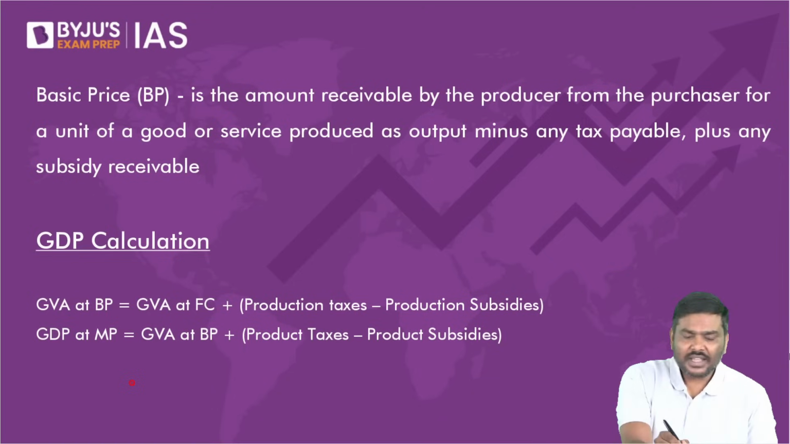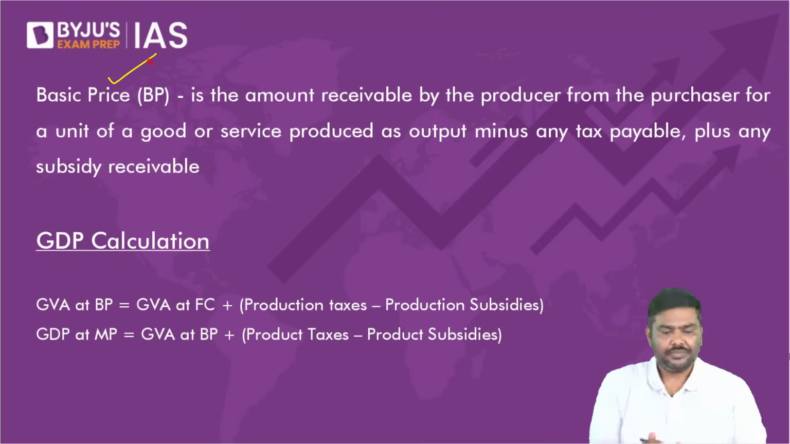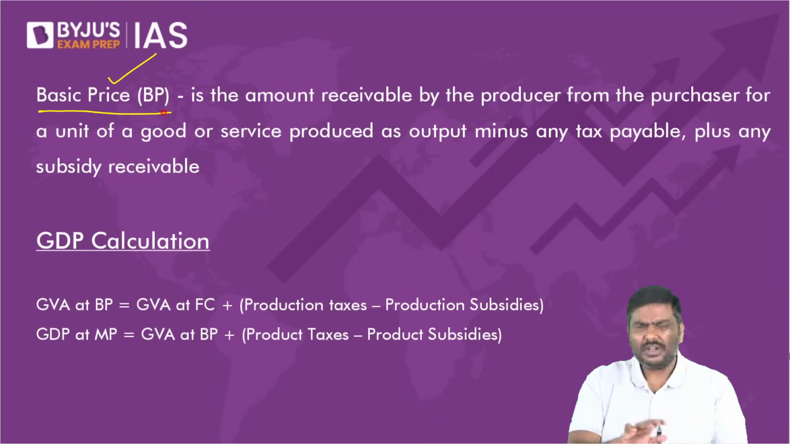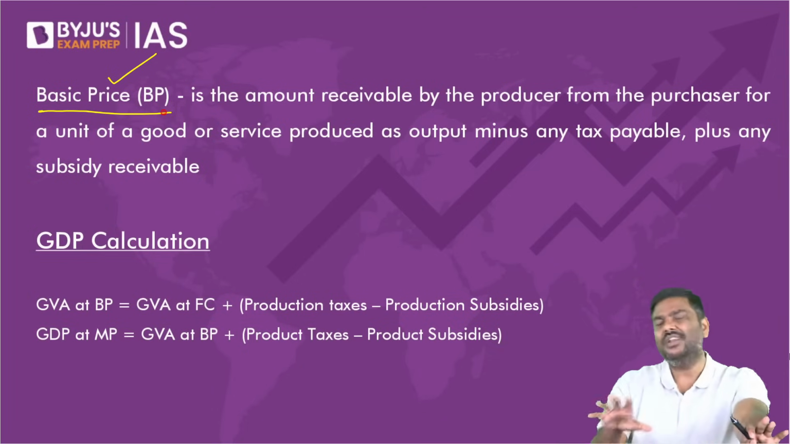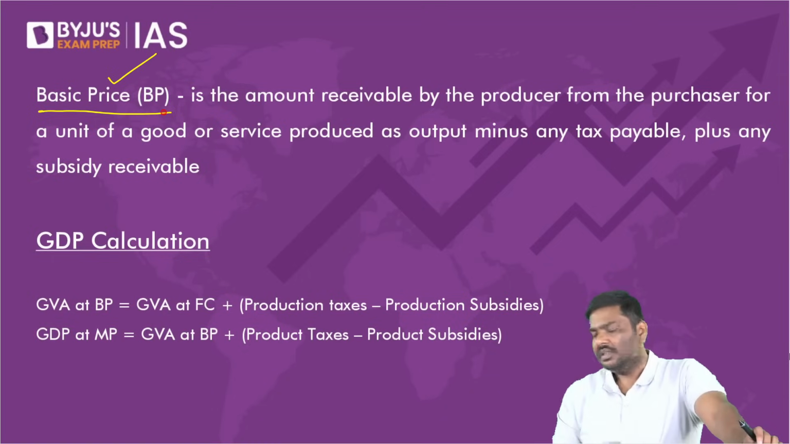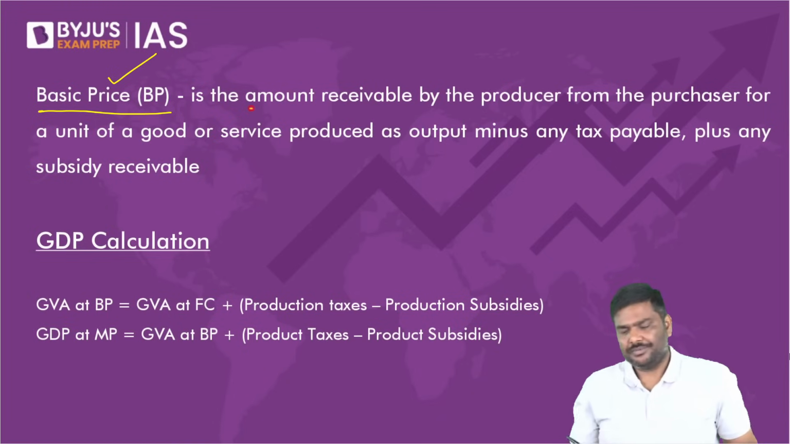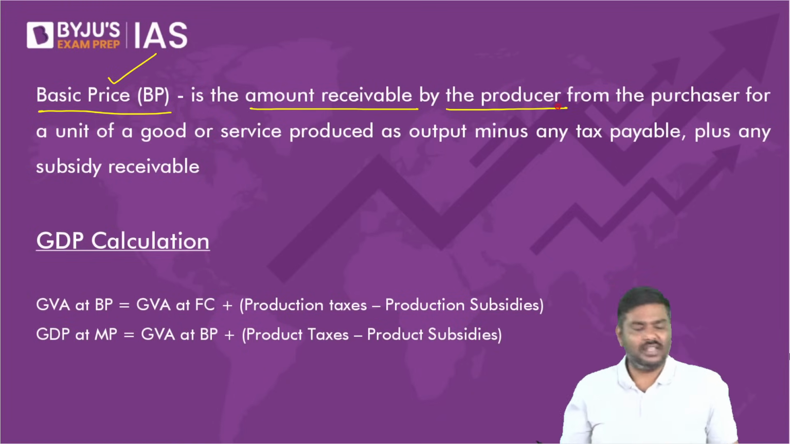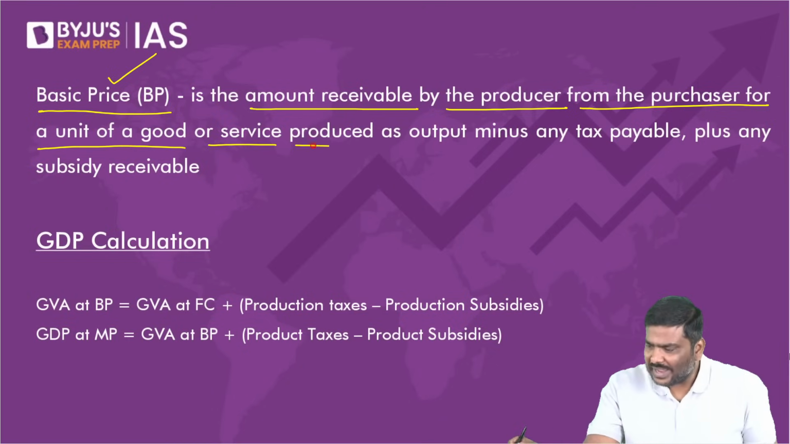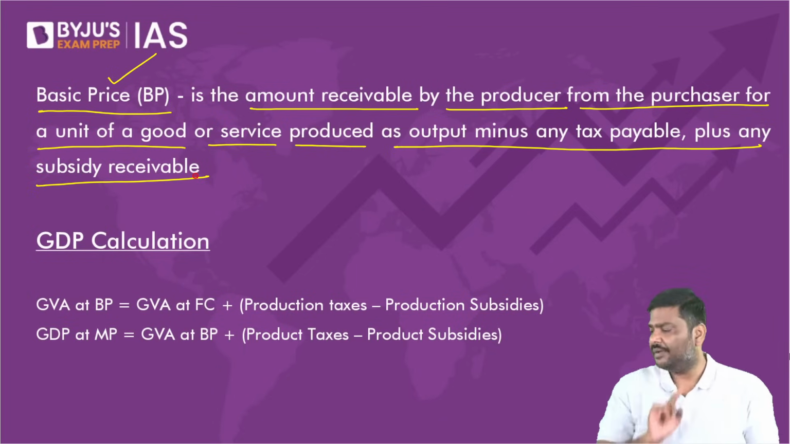Let's start. The next concept is basic price. Now, what is this basic price? Let me give you a definition. None of the books have given any kind of definition related to this, but government documents say this is the basic price. The basic price means the amount receivable by the producer from the buyer in the market for a unit of good or service produced as output, minus any tax payable plus any subsidy receivable. This is the definition given by the Government of India. Let me explain.